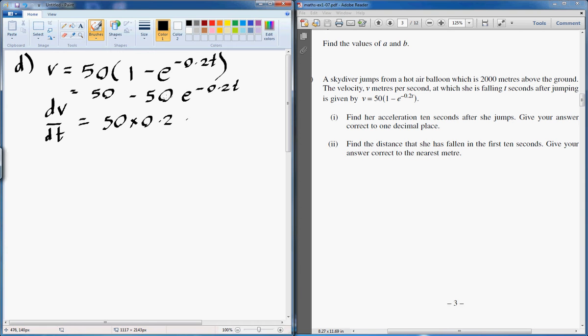The reason I have 0.2 rather than minus 0.2 is because the minus and the minus cancel out. Then I have just the exponential. So this should just be 10 e to the minus 0.2t. Okay, so this is my acceleration. Find the acceleration 10 seconds after she jumps.